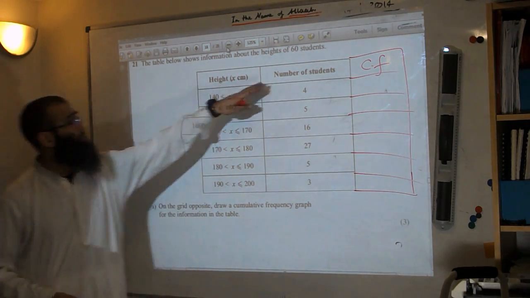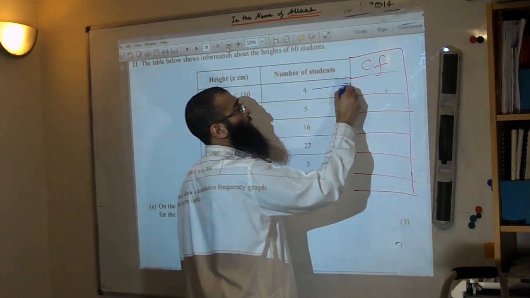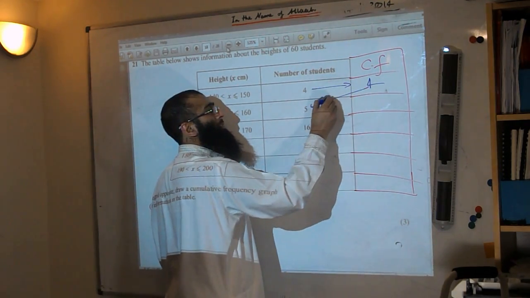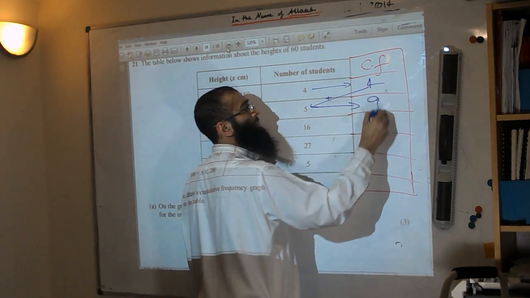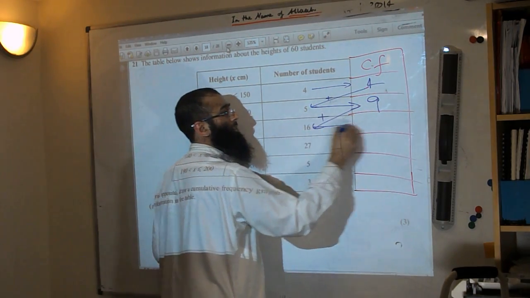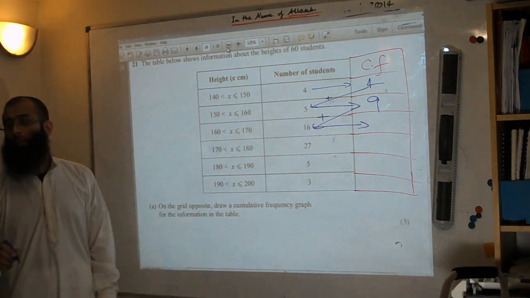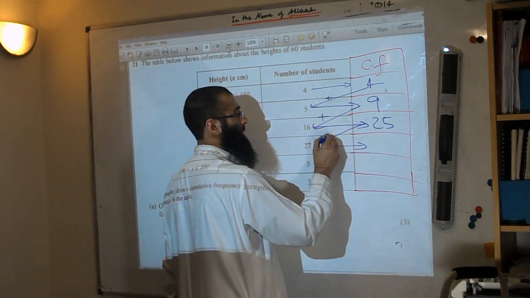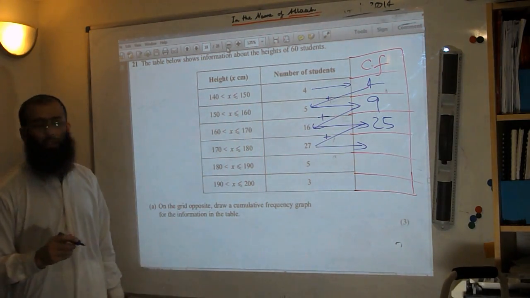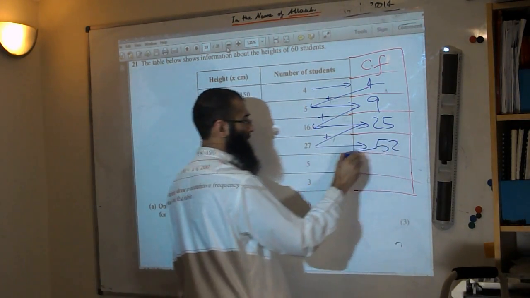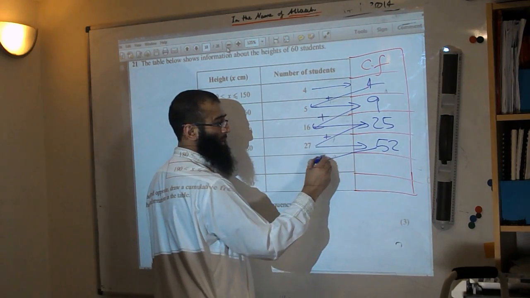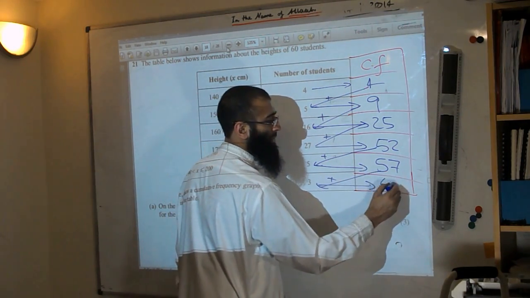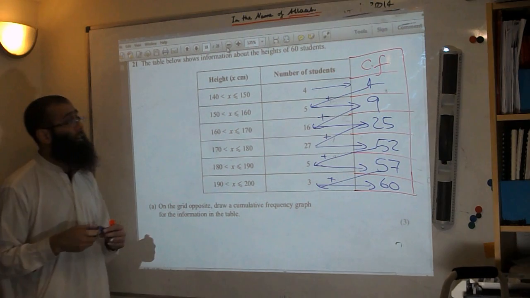So what we need to do now is work out the running totals. The first total so far is 4. What do we add next? 5, and that gives us a total of 9. And then we add 16, and that gives us a total of 25. You guys are really good at mental math. Then 52. 52, add the 5 will give us 57. 57, add the 3 will give us 60. Excellent folks, well done.